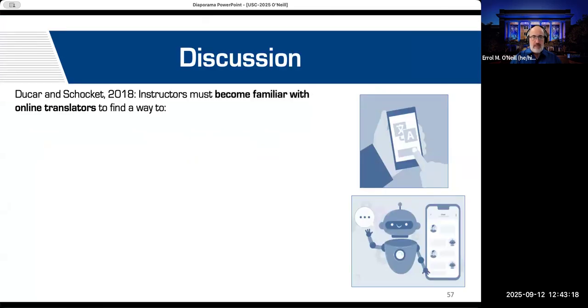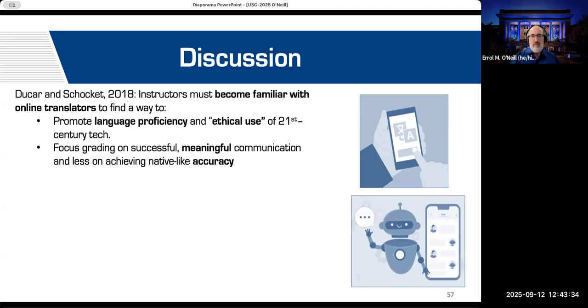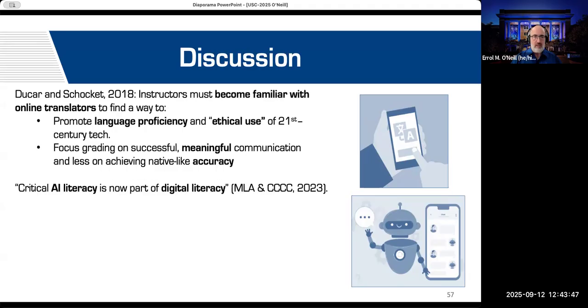Just briefly, I wanted to mention that it's important for instructors to become familiar with online translators and AI chatbots as well, to promote language proficiency and ethical use of technology, and to focus on meaningful communication instead of achieving native-like accuracy, pointing out to them that the meaning is just as important, if not more important, than the accuracy is. Critical AI literacy is now a part of digital literacy. So that's one way of looking at the situation.